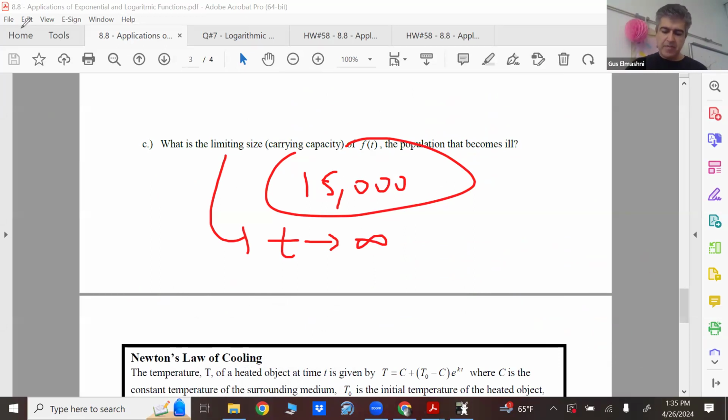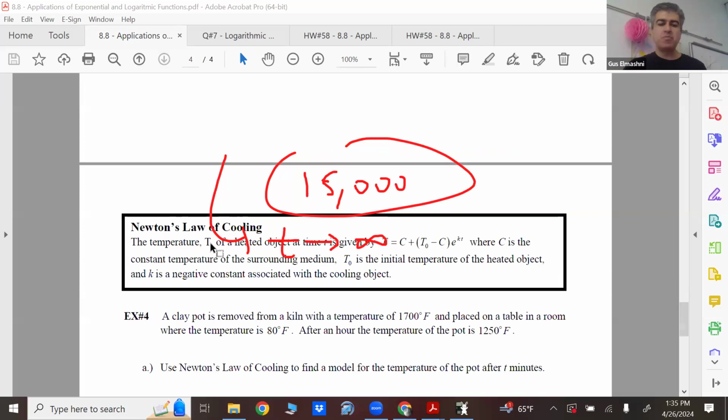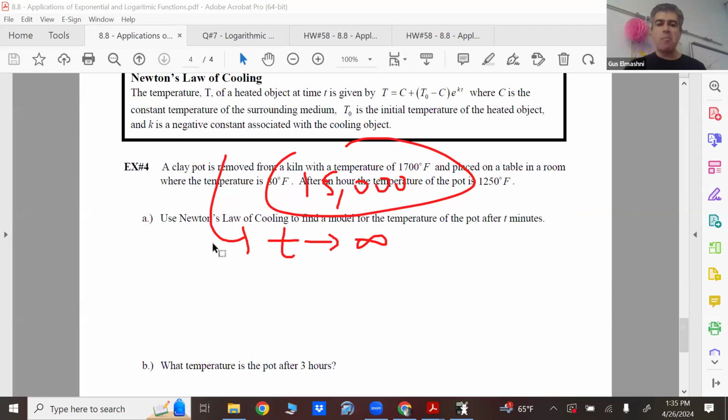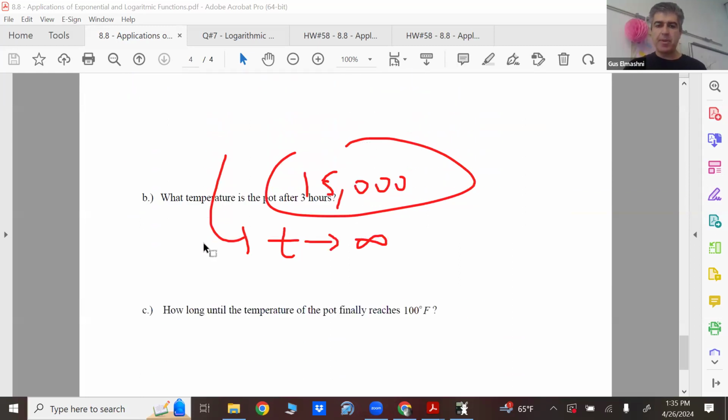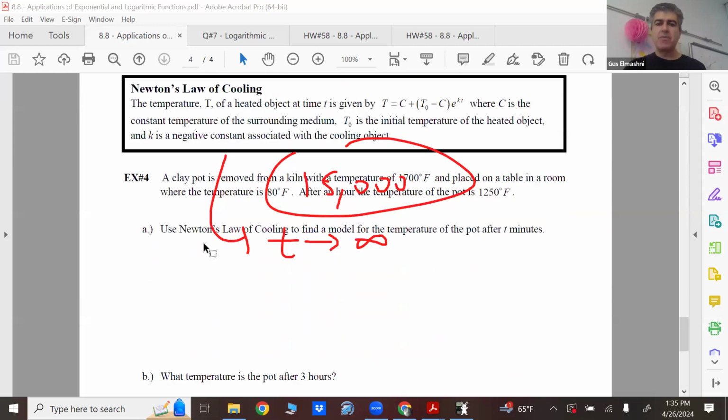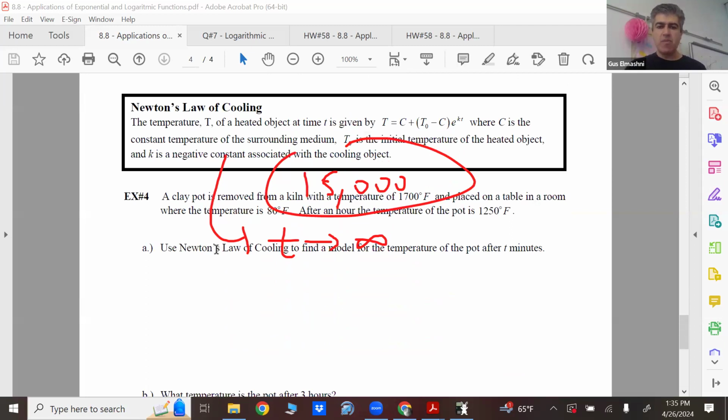Okay, last one. This formula is incredibly popular in calculus classes. It's a little confusing at first, so let me kind of walk you through it.